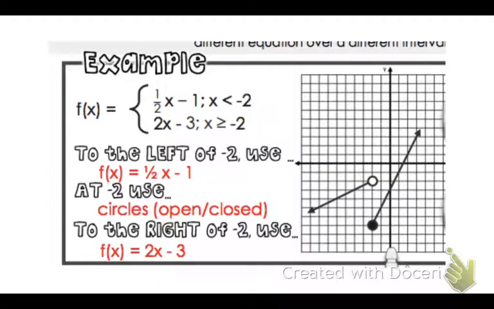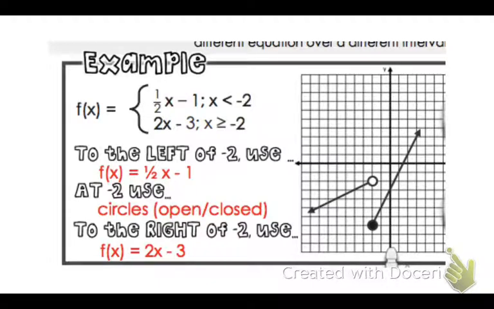We're going to graph the linear function 1/2 x minus 1 to the left of -2 because they tell me that I'm only graphing that when x is less than -2. So you see that, and we have the equation and then the semicolon and then the domain. To the right of -2, we're graphing the line 2x minus 3 because they've restricted that subdomain to be where x is greater than or equal to -2.